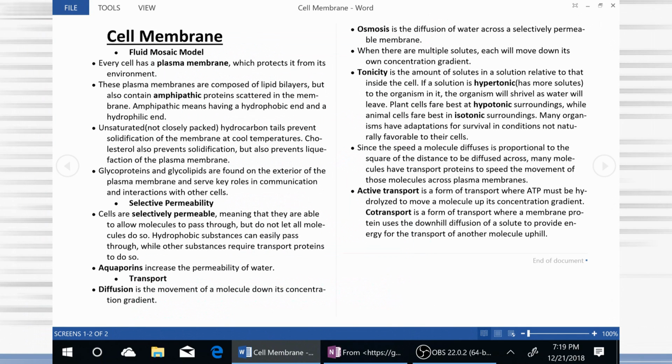So I hope you enjoyed our video on the cell membrane, where we covered three major topics: the fluid mosaic model, selective permeability, and transport.